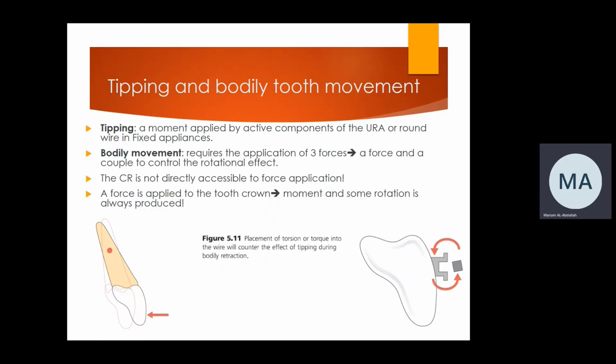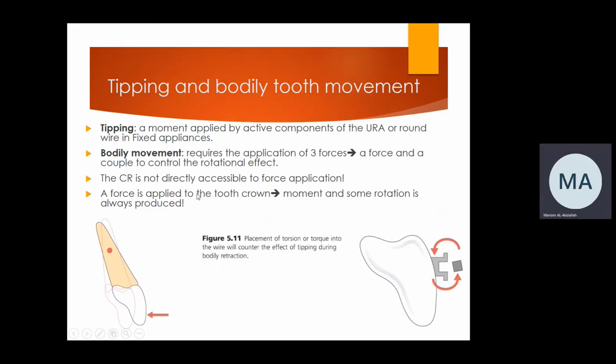If I want a bodily movement, as we said, we need a couple and a moment. We need 3 forces in order to produce this. And this can only be achieved with fixed appliances, more specifically, fixed appliances with rectangular wires. This is the combination. So we have a moment, we have a couple, and then we end up with bodily movement.